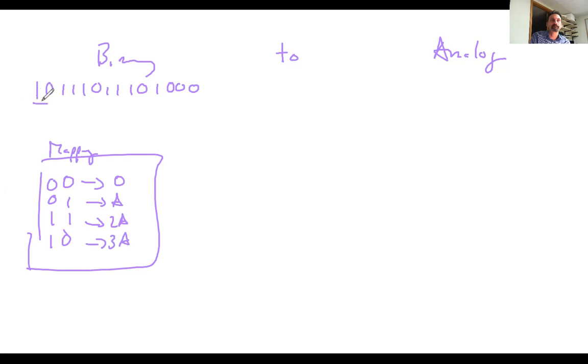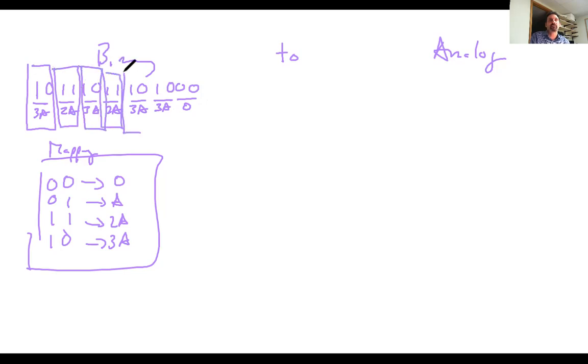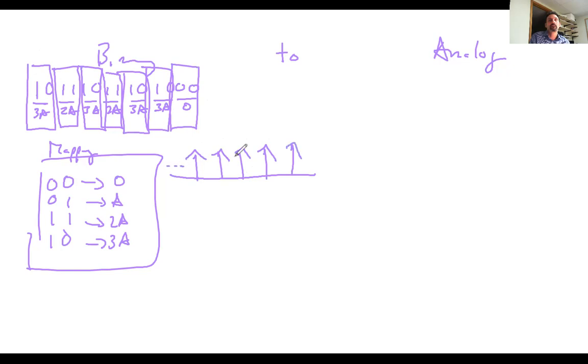So what do I have? 01 is A, 11 is 3A, 01 again, 11 again, 10 is 2A, and then 00 is 0. Now, what I do is I superimpose. Every T seconds, I take the amplitude value from those binary mappings and I multiply it against what we call an impulse train.